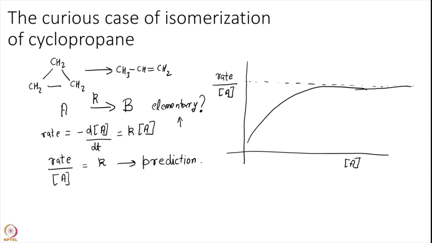So, at large concentration everything is good, but the hypothesis is clearly breaking down at low concentrations, and that led to a hot debate on what can be the mechanism. So, clearly my hypothesis is wrong. Yeah, my hypothesis does not test with the experimental results. So, what I will just briefly describe is what was put forward by Lindemann and Christensen in 1920s as a way to resolve this problem.